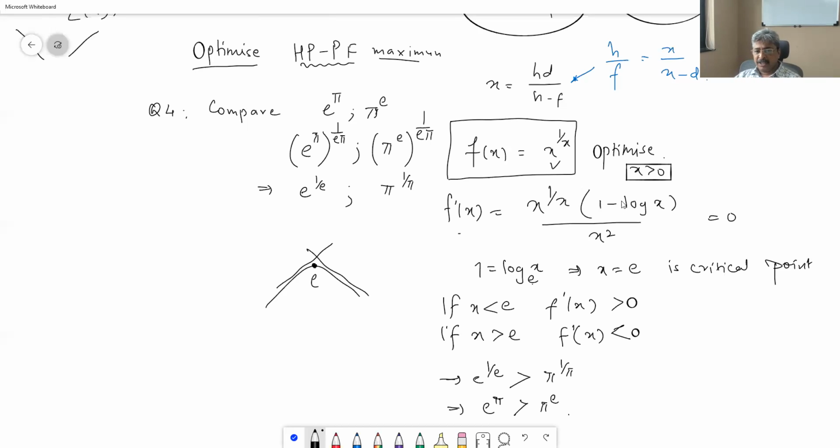First derivative test becomes very handy. You need not go for second derivative. It is going to be complicated. In the first derivative, this is positive, this is positive. Only you have to look at the sign of log x. If x is less than e, it is negative, therefore it makes it positive. If x is greater than e, then it continues to remain negative, greater than 1.